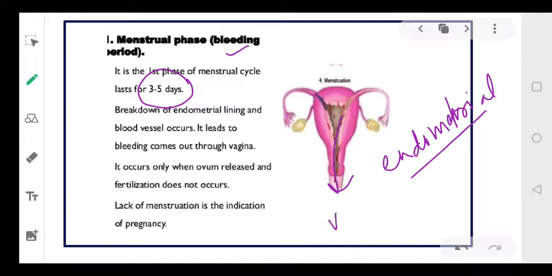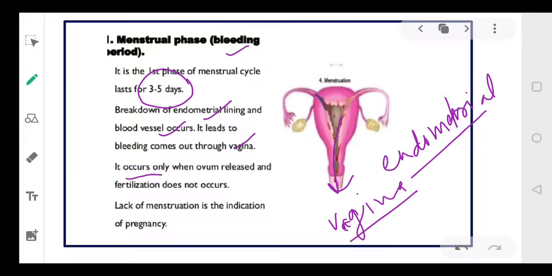That will be removed through the vagina in the form of periodic bleeding. So that is called your bleeding phase, because there is a breakdown of the endometrial lining and the blood vessels. We know that the endometrium is preparing itself to receive the zygote. Once the zygote is not formed, this lining, this preparation of the endometrium, is removed out of the body and comes out through the vagina.